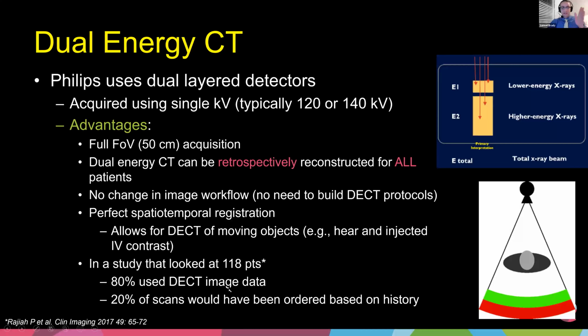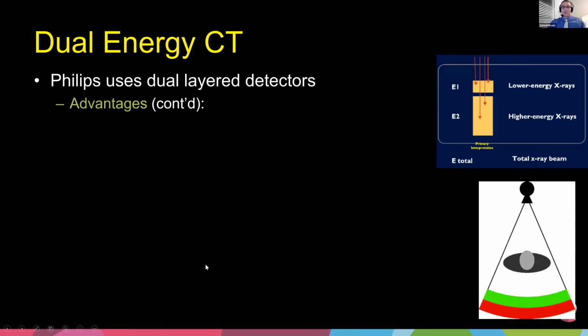But when you look at the patient history, only 20% of those patients would have been protocoled for a dual energy CT. So if these same 118 patients had been imaged on either of the two previous scanners, we would not have imaged 60% of them with the right protocol. We would have left out 60% of the data, and the radiologist would have been left with less information. So what that study demonstrated was that radiologists would prefer to have more information coming from dual energy consistently, instead of the way we do it now, which is we simply protocol it based on patient history.